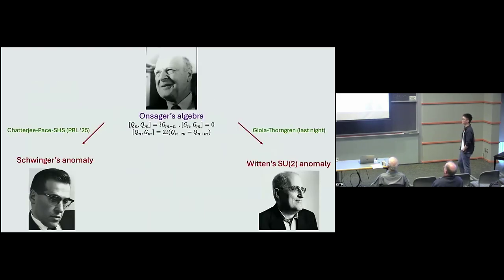So I'm running out of time, but this is the final slide. In our story, Schwinger's anomaly arises from the Onsager algebra on the lattice, but in their story, Witten's anomaly arises from Onsager's algebra. Same algebra. Generalizations of the Onsager algebra? Well, Sal and I are working on that, so stay tuned.